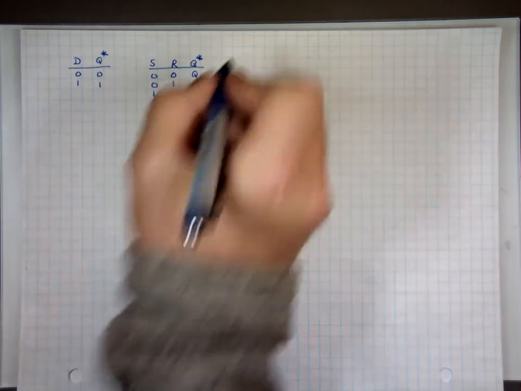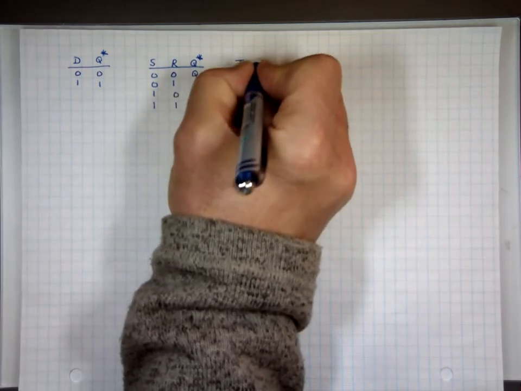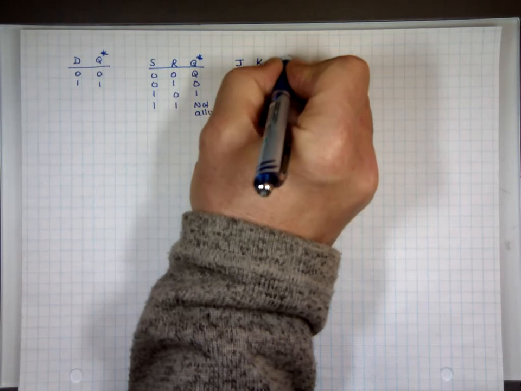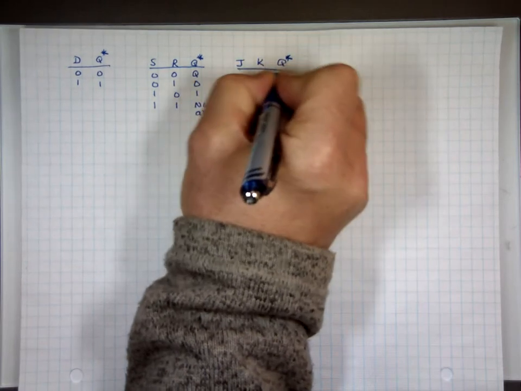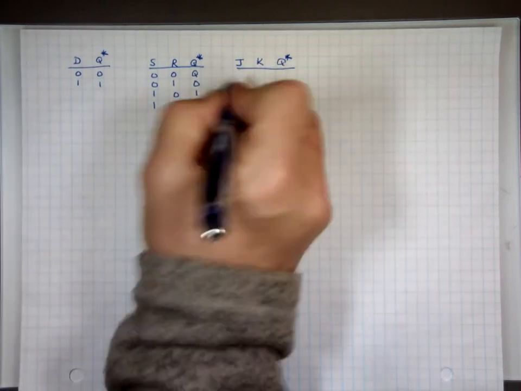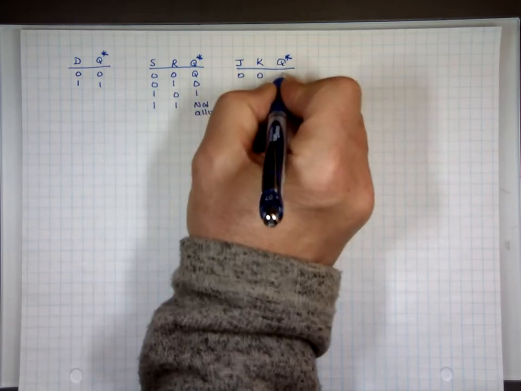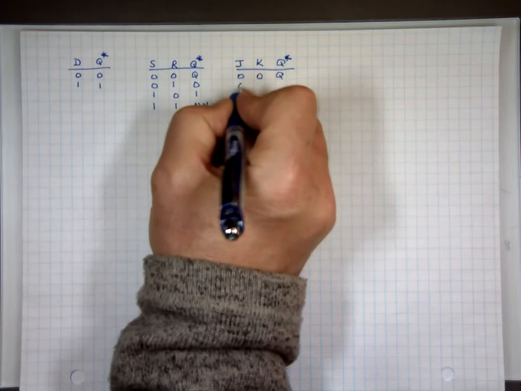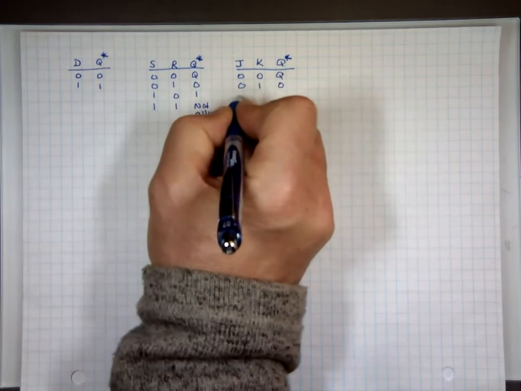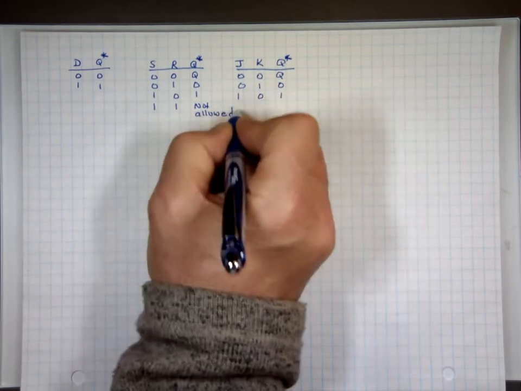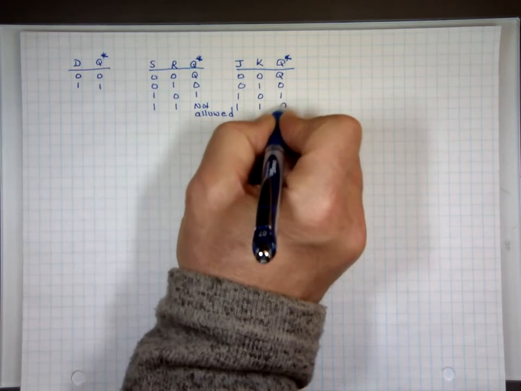The JK flip-flop. I'm just summarizing all the flip-flops. If it's 0, 0, that's the same as SR. That's Q previous. 0, 1, that's a 0. 1, 0, that's a 1. And the difference is when it's 1, 1, that's the complement.